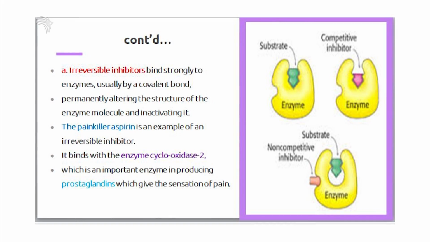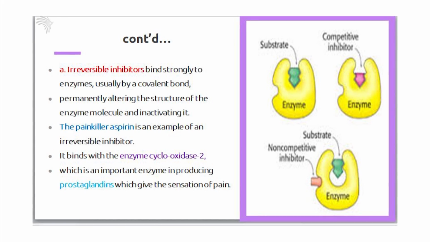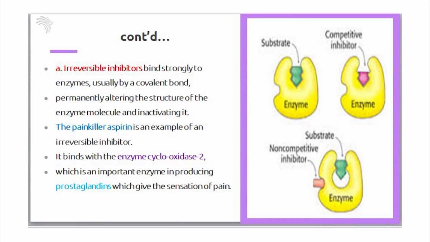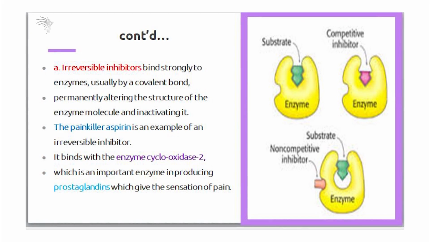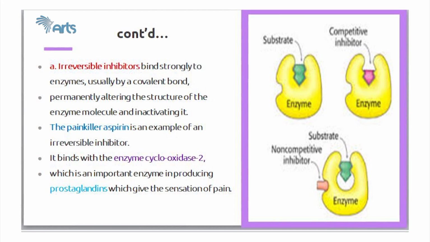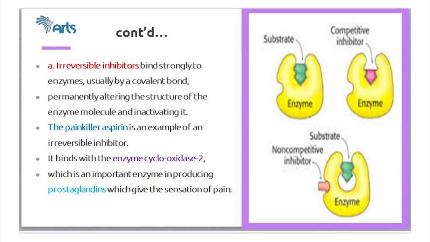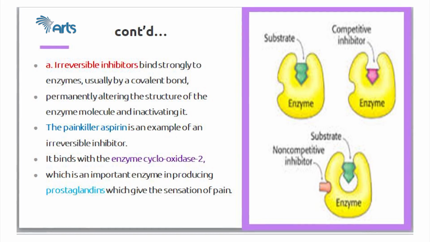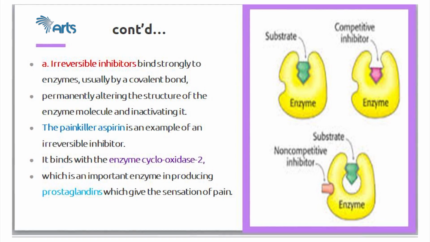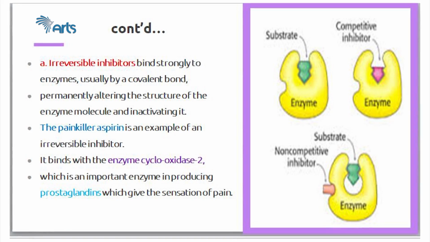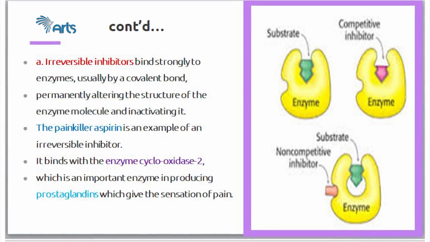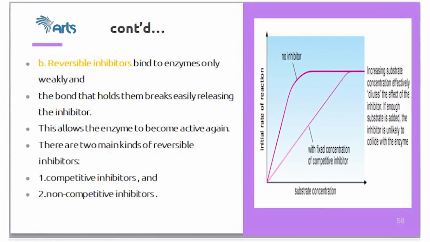Here you can see on this slide that non-competitive inhibitors are binding on the side of the enzyme, in between is the substrate, the green one, so that the enzyme activity cannot be enhanced further, permanently altering the structure of the enzyme molecule and inactivating it. An example here is a painkiller. Aspirin is an example of an irreversible inhibitor. It binds with the enzyme cyclooxygenase 2, which is an important enzyme in producing prostaglandins, which give the sensation of pain. The second one is the reversible inhibitor.